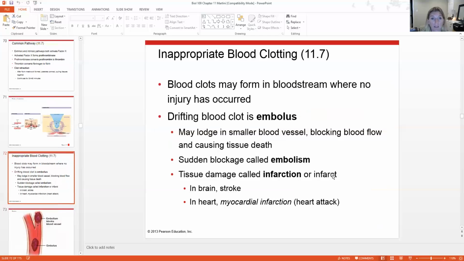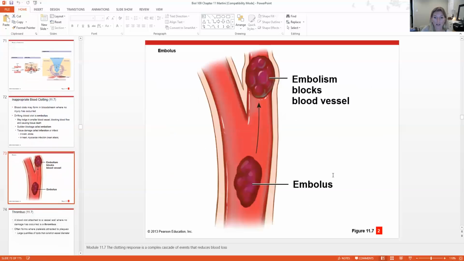Blood clotting can form inappropriately. They can happen in the bloodstream where there's no injury. That would be called an embolus, where you have this drifting blood clot. It can damage small blood vessels. It can block blood flow to an area, causing tissue death. A sudden blockage is called an embolism. Or tissue damage can actually result in something called an infarction or an infarct. This can happen in the brain, and it's called a stroke. Or it can happen in the heart, and it's called a myocardial infarction or an MI or a heart attack, right? Just blood clots floating around. Imagine this big embolus floating around, blocking the blood vessel.